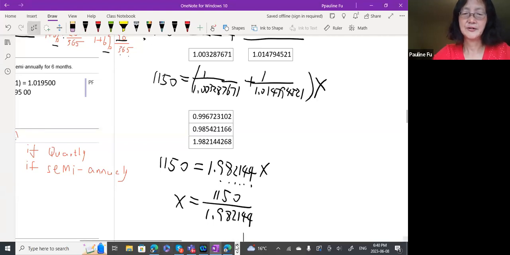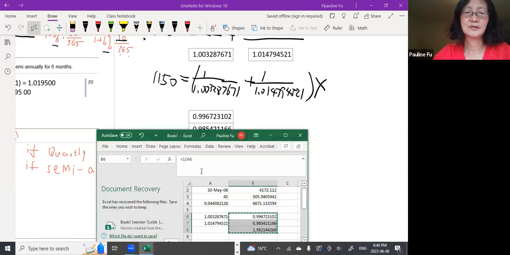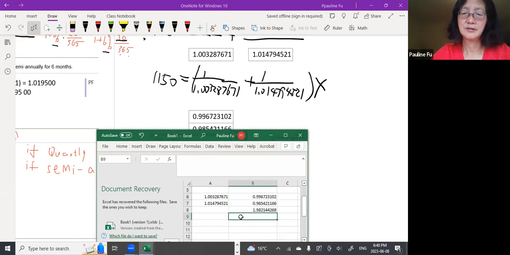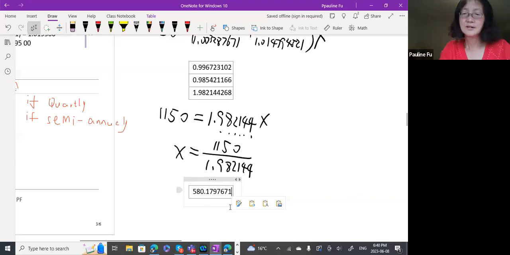Okay. So use Excel. Equal 1150 over this number. So this is the number for final answer. Okay. Round to two decimal, $580.18. Okay.